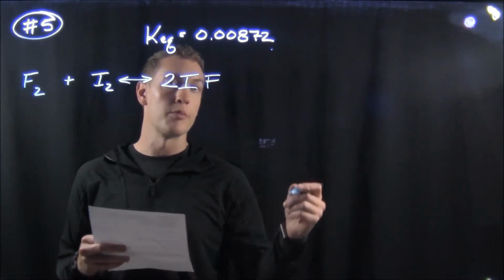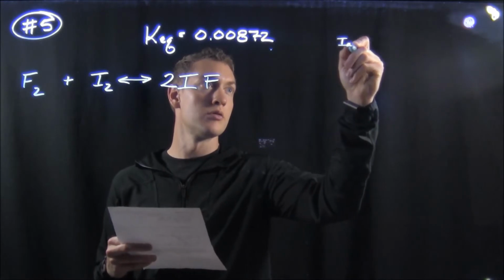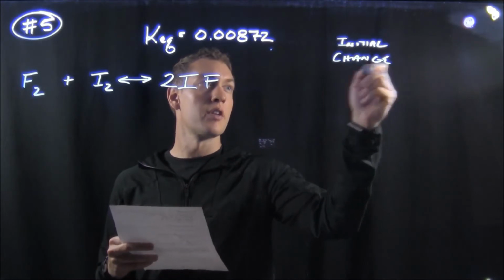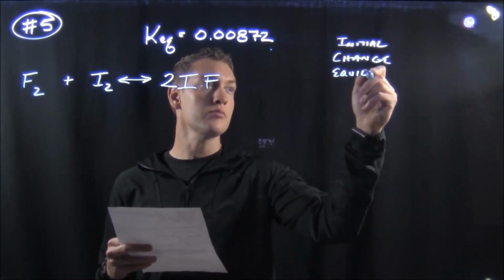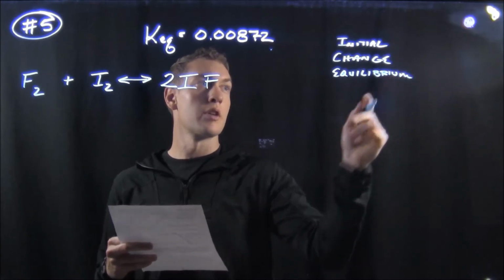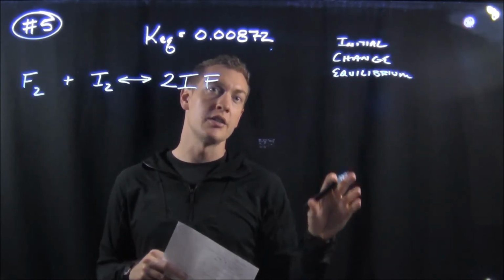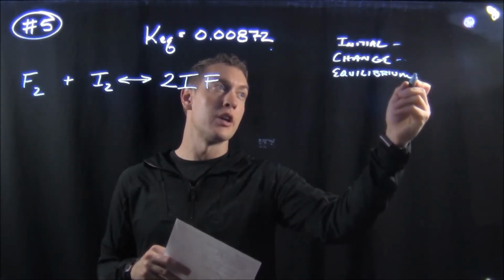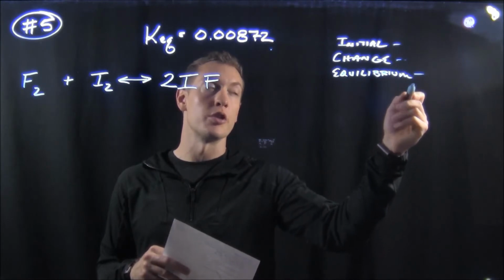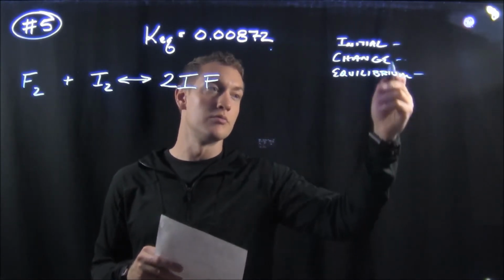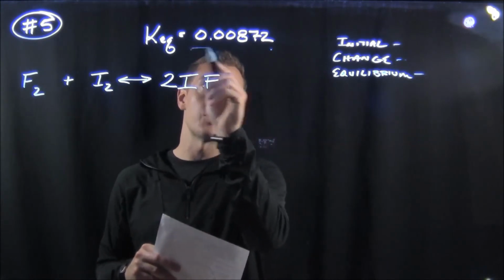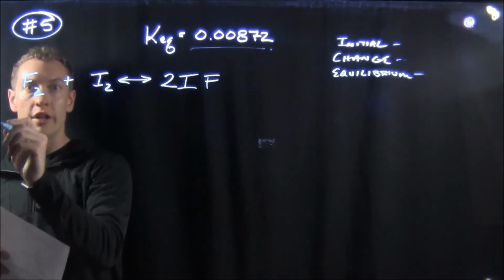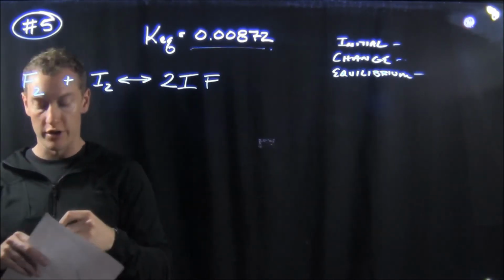So ICE is an acronym for initial, change, and equilibrium. And so you construct this so that you can kind of see what's going on in the process. Where do you start? What's going to happen? And then at the end of the process, once you reach equilibrium, what will the shift in relationships be? And then you can set those equal to your KEQ value. So we'll go ahead and complete our icebox problem here underneath.